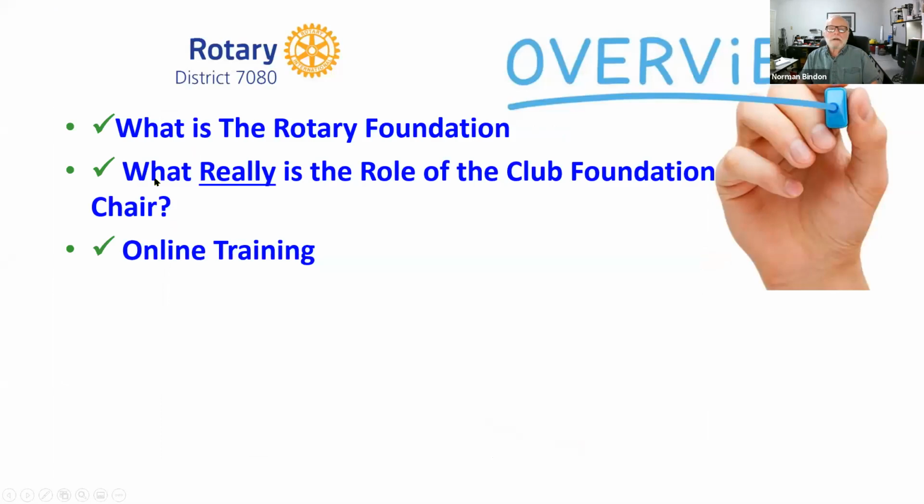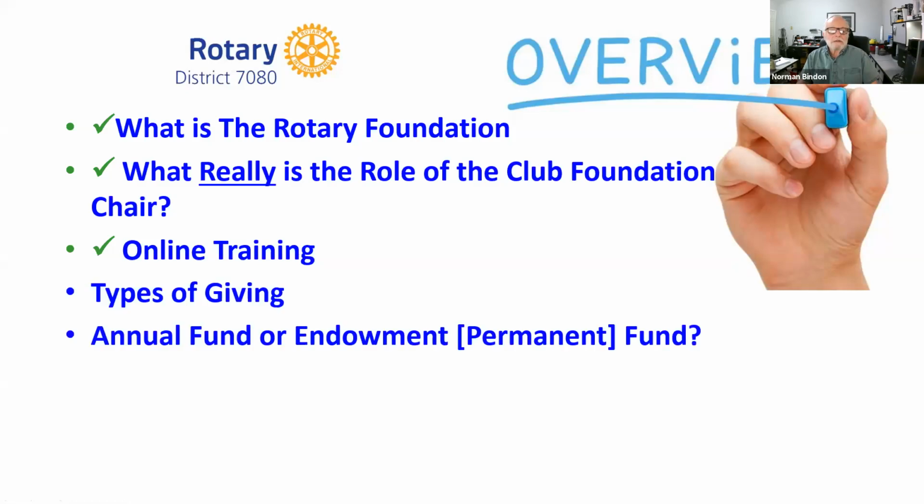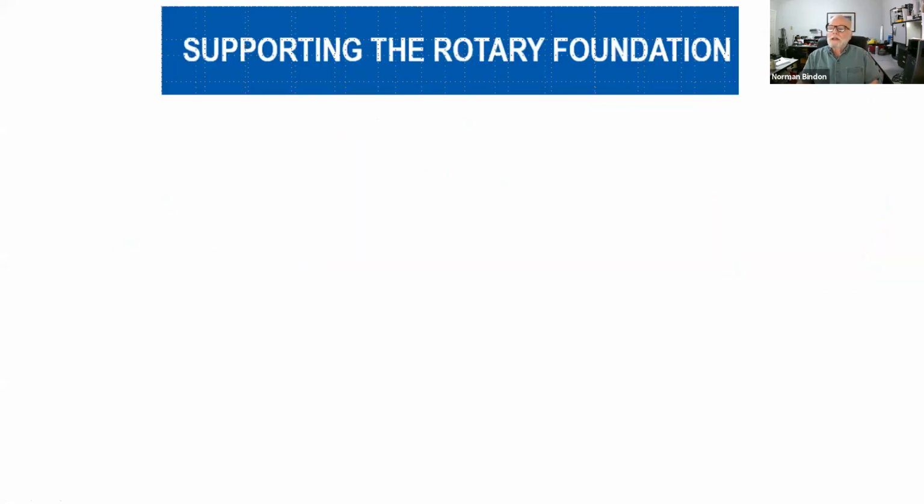So we've already covered these 3 items. Now we're going to go into types of giving, annual fund or endowment. As I mentioned, it's previously known as a permanent fund, but now it's the endowment fund, and improving the numbers. So, supporting the Rotary Foundation. Do you want to take this over, Suzanne?